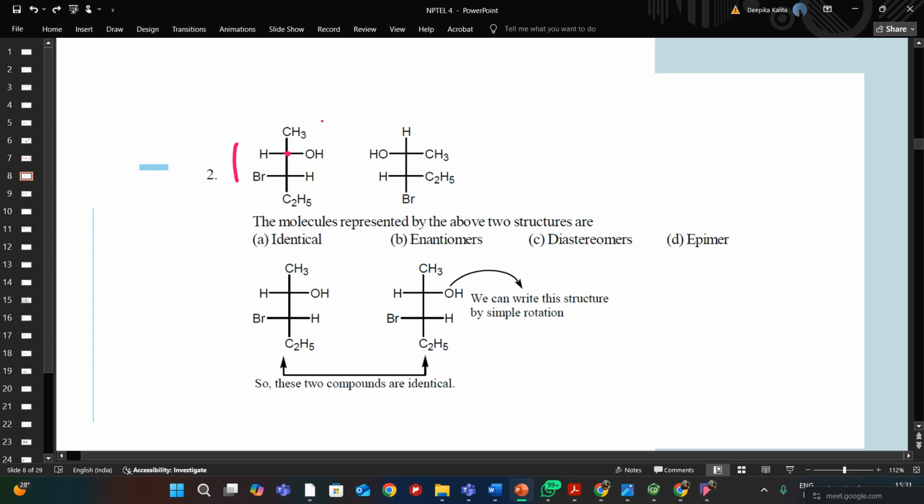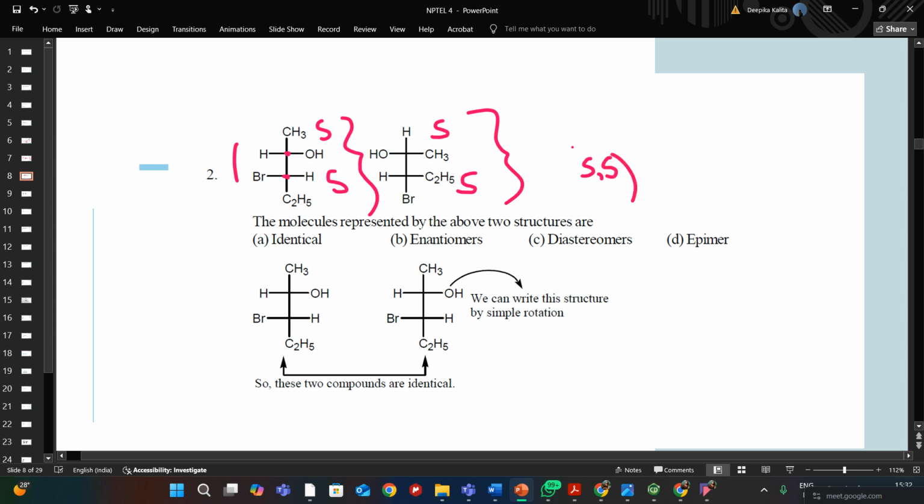It will be S. Whereas the second center will be 1, 2, 3, again S. Let us solve the same for the second molecule. 1, 2, 3. This will be S, and this will be 1, 2, 3, again S. Hence, both the molecules have chiral centers of configuration S and S.